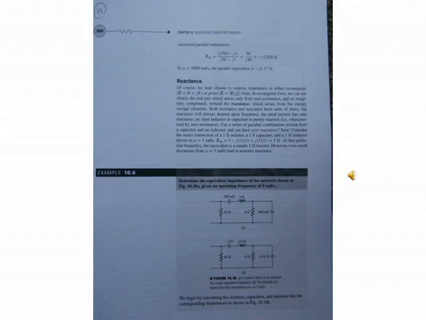So for the network shown in figure 10.18, the B is the equivalent impedance circuit for figure 10.18a.